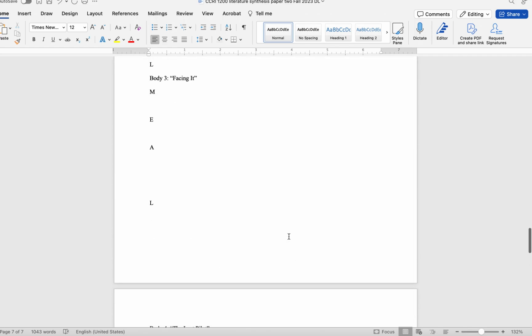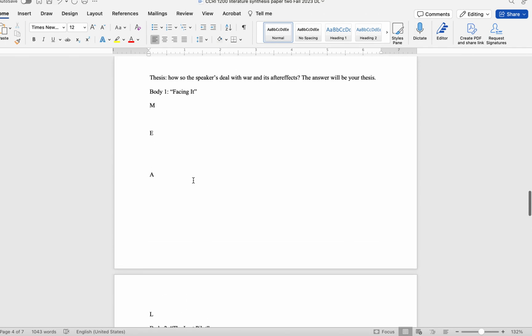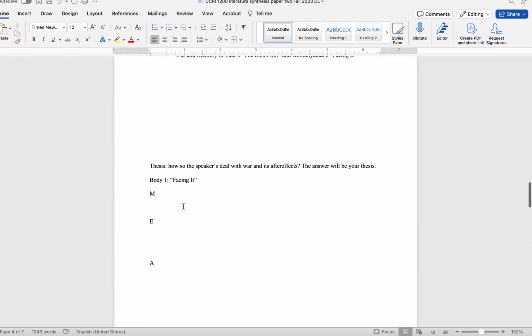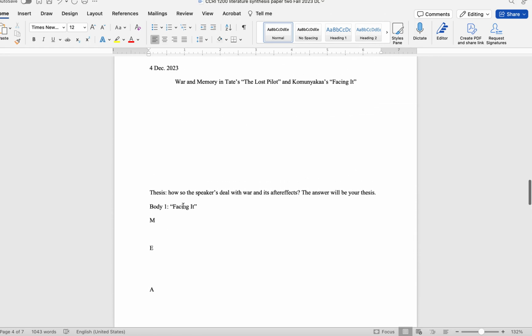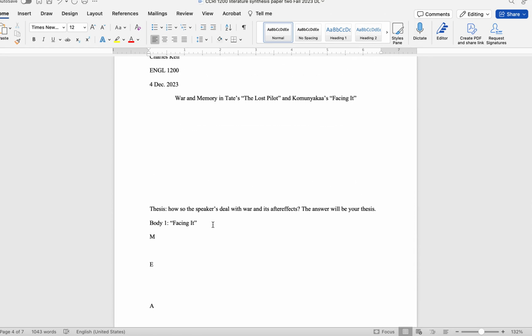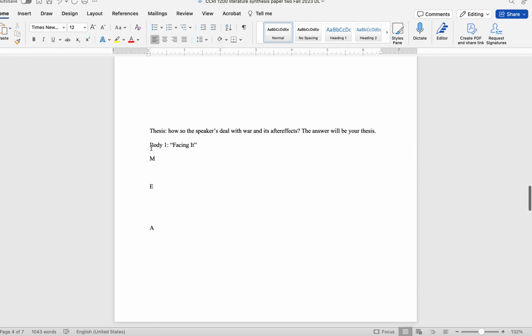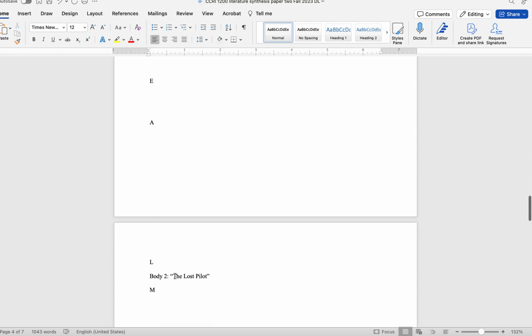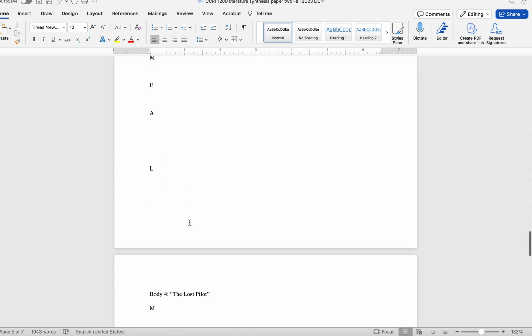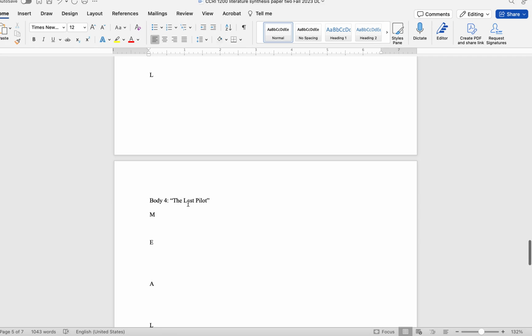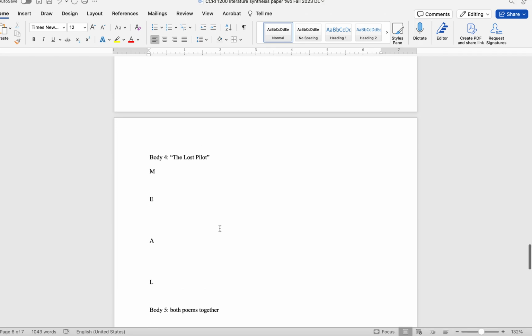So that could be one way you set up your paper, right? And there's your paper. You just fill that in, right? You would have to close read the poem. So you can alternate Facing It, body 1, The Lost Pilot, Facing It, The Lost Pilot, both poems, and the conclusion. So that's option 1 when you're talking about 2 texts. Another option, you could do Facing It in body 1, Facing It again in body 2, The Lost Pilot in body 3, The Lost Pilot in body 4, and then both poems together, body 5, conclusion.